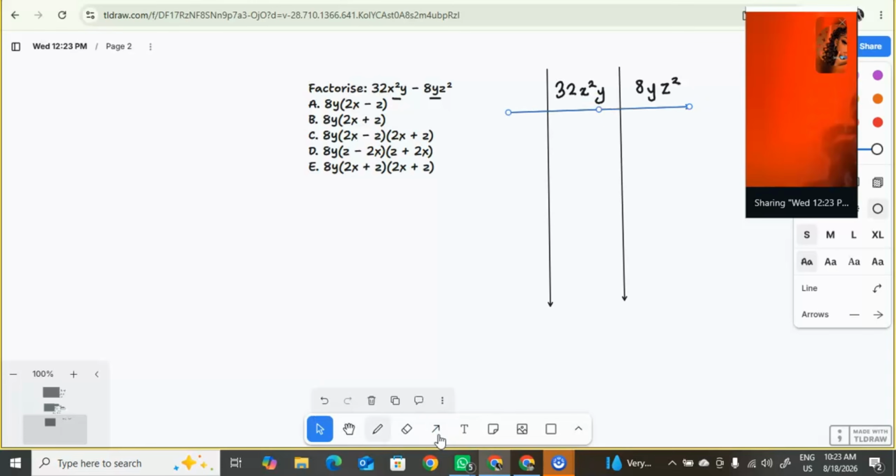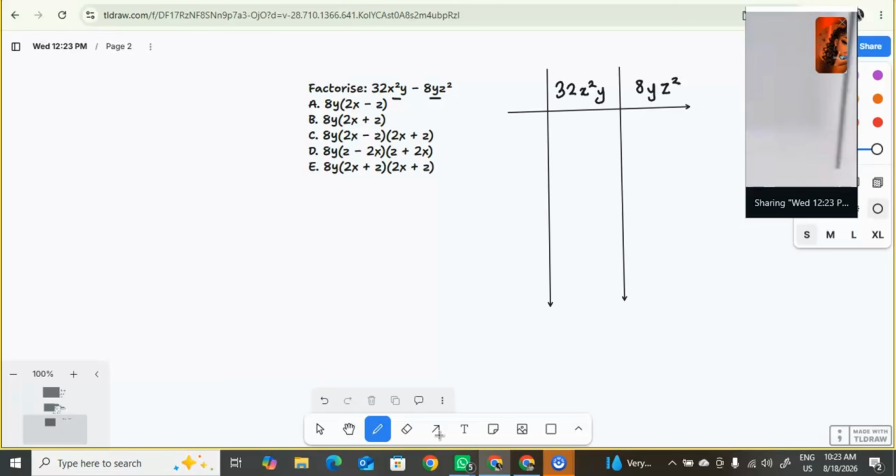Now, what I want to do is to break this one down. I'm looking for the HCF first. That's the first thing I want to do. So what can divide 32 and 8, and then x squared y, z squared? What can divide both of them conveniently? Let's start with the numbers. So we know that 8 is a factor of 32. So obviously 8 will go. This one will be remaining 4, right?